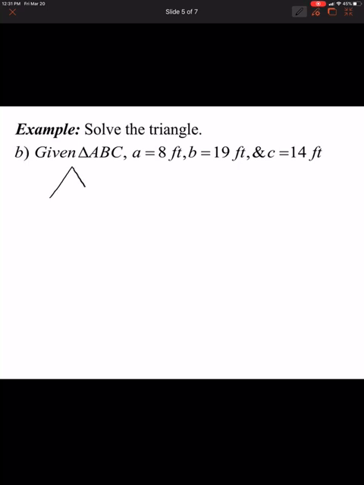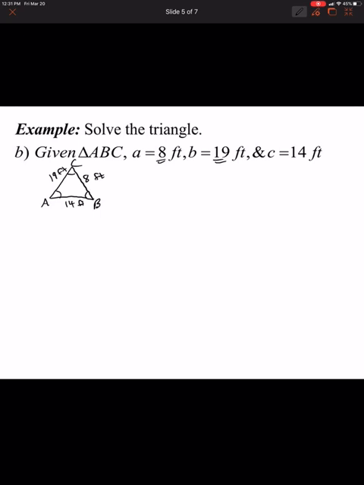Let's go ahead and draw in this triangle ABC here. So let's go ahead and label our angles A, B, and C. Now side A was given. So the side opposite of angle A is 8 feet in length. Side B, the side opposite angle B, is 19 feet in length. And side C, the side opposite angle C, is 14 feet in length.